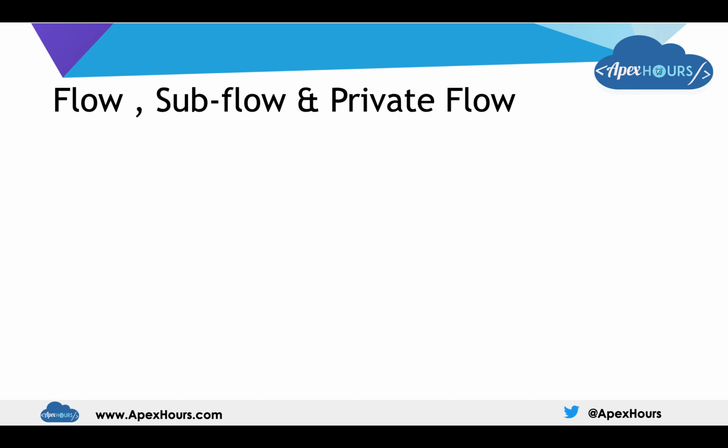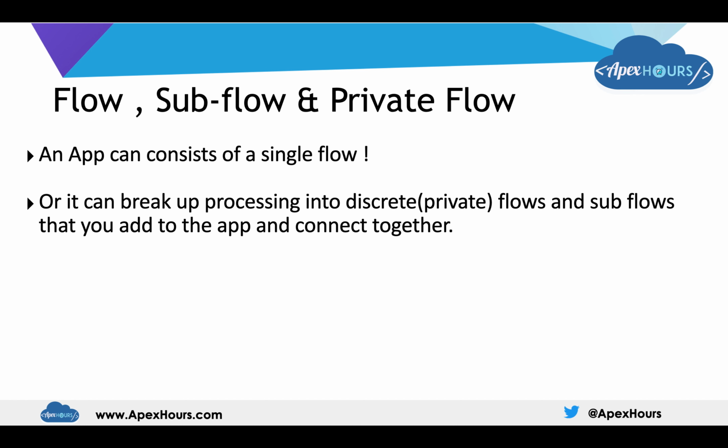That will be helpful. Okay, now what is a flow, subflow and private flow? Now that we have learned about the Mule message structure, the next thing that we have to know in our development of APIs is flow, subflow and private flow. For now, think, any MuleSoft application can consist of at least a single flow. Okay, that is mandatory. If there is no flow, there is no code and you cannot deploy any application. So at least it should have a single flow, or it can break up processing into discrete flows and subflows that you can add to your application and connect together.